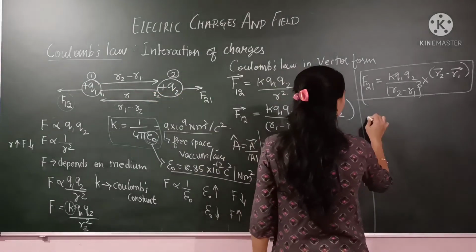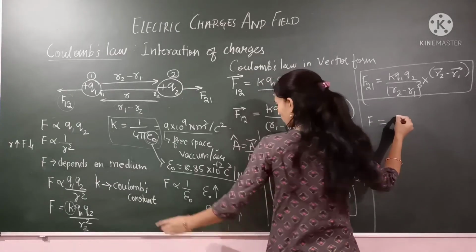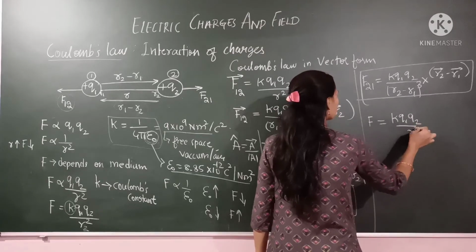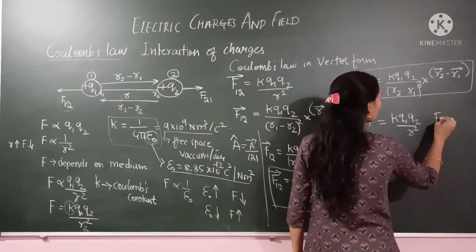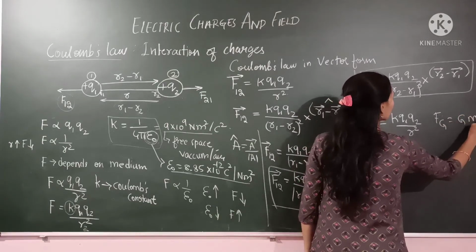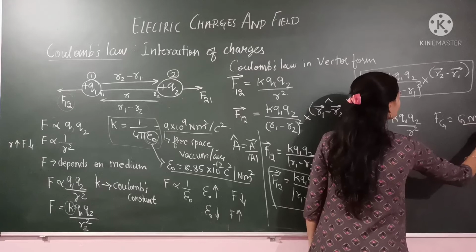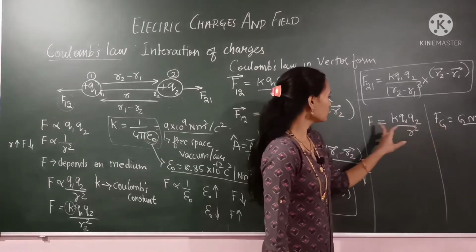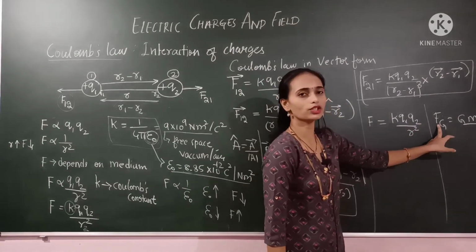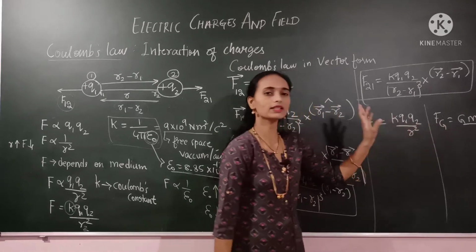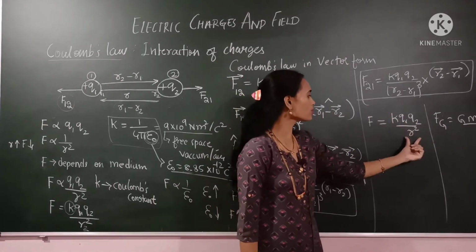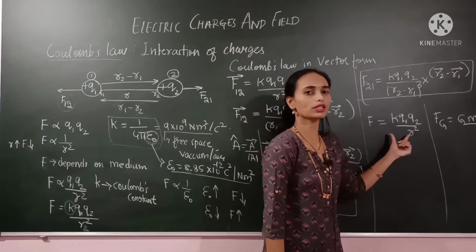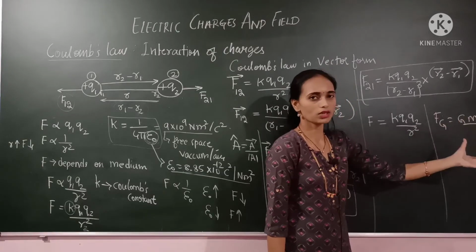So the electrostatic force can be written as F equals K Q1 Q2 upon R square, and the gravitational force can be written as G M1 M2 upon R square. See the similarities here, both the forces obey the inverse square law. Here F is inversely proportional to R square, and here also F is inversely proportional to R square. So both the electrostatic force and the gravitational force obey the inverse square law.